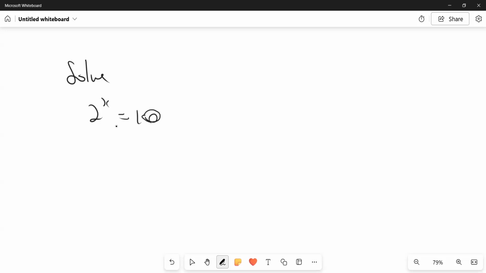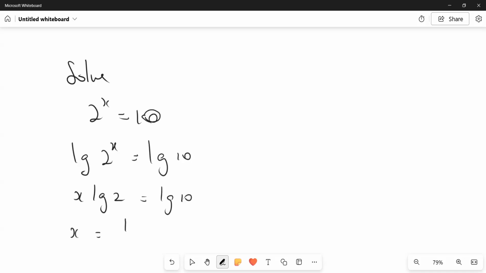So what we could do is log both sides. Log of 2 to the x equal to log of 10, right? The law says you can bring this x to the front. So you get x log 2 equal to log 10. X then is equal to log 10 over log 2. And that should give you an answer here, right? Check and see. Log 10 over log 2.